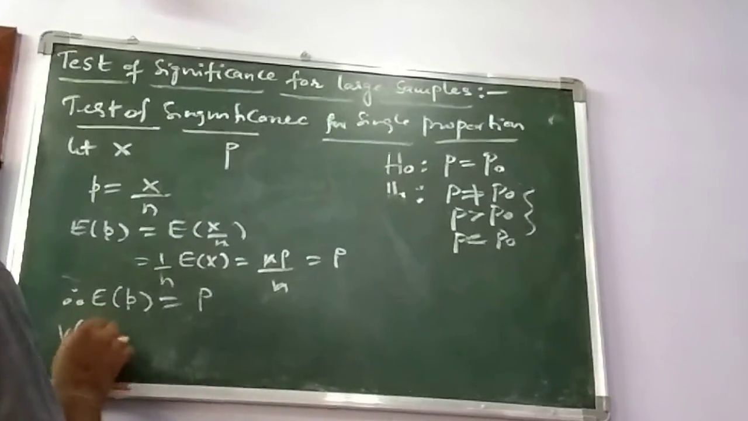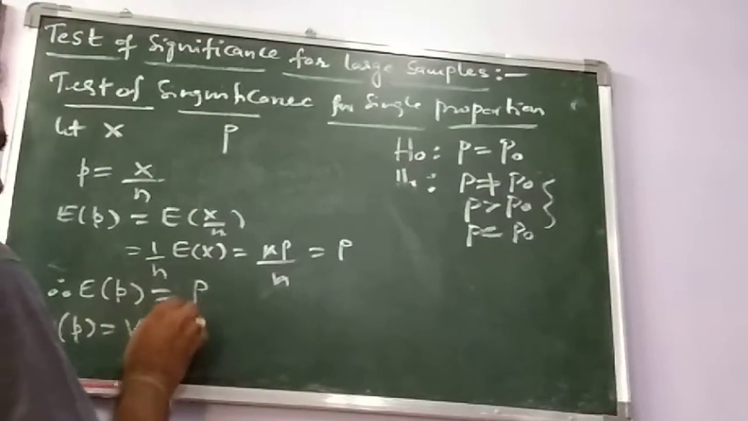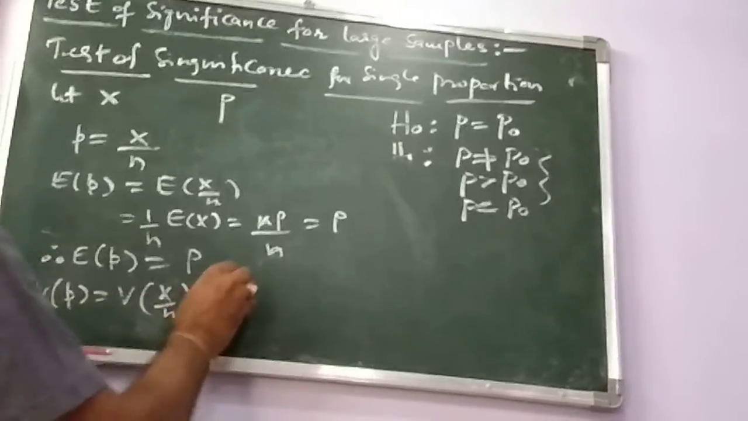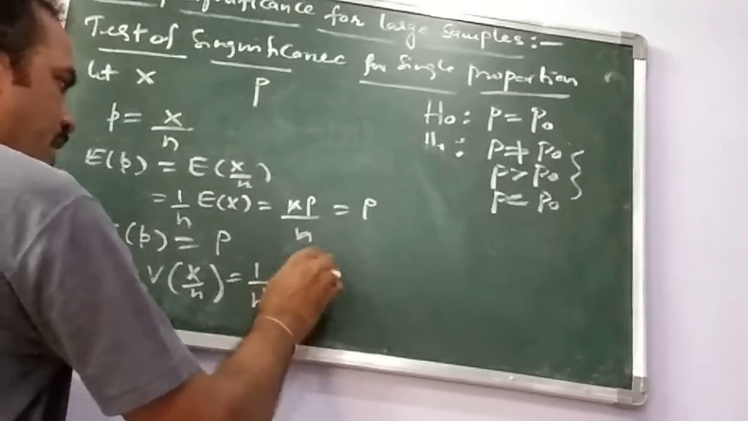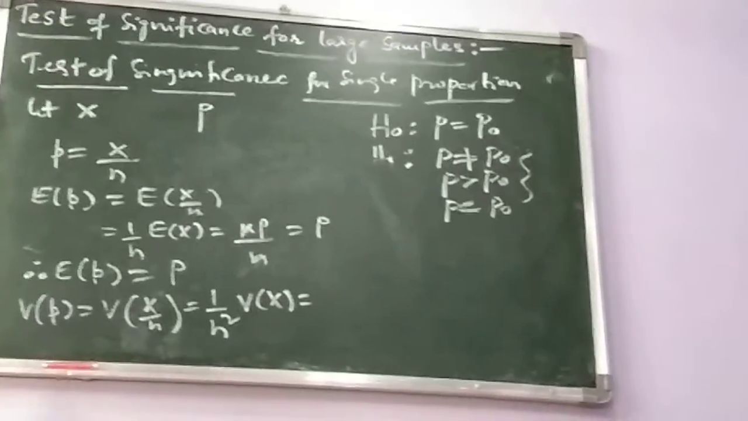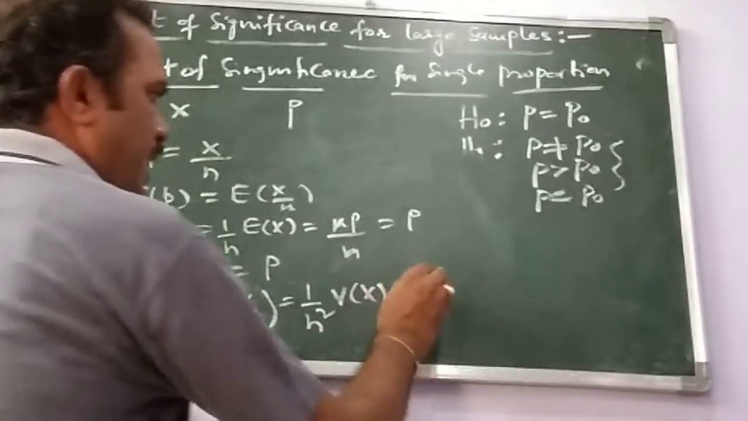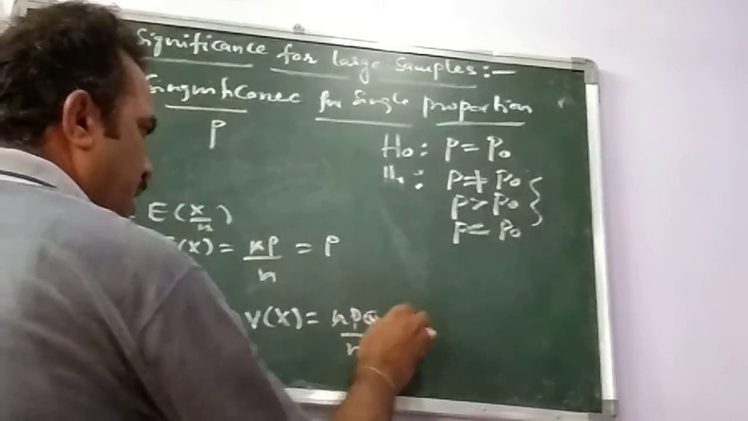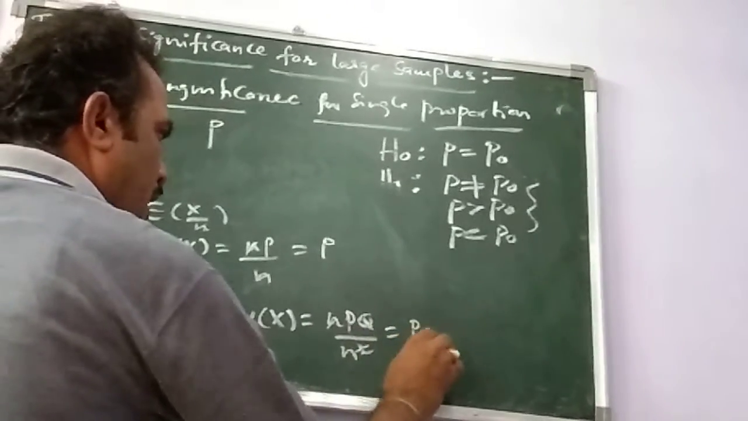Okay, and also calculate the variance. Variance of p is equal to variance of x by n. For the simplification, take the 1 by n out of the variance. This is 1 by n square times variance of x. Already we know the variance formula. What is the variance of x? It is npq. So npq by n square. Here one n cancels, giving pq by n. So variance of p is equal to pq by n.